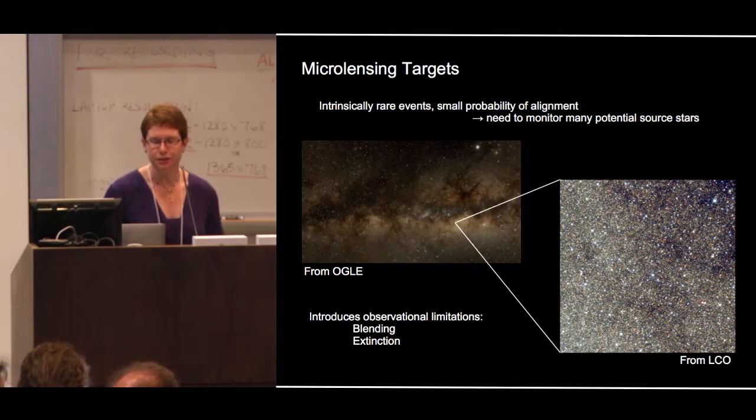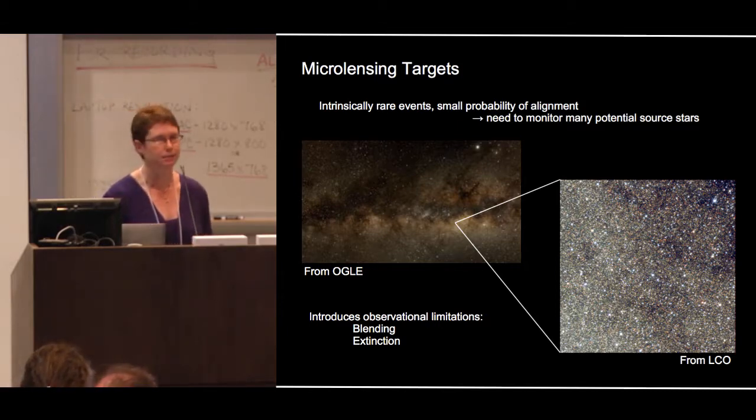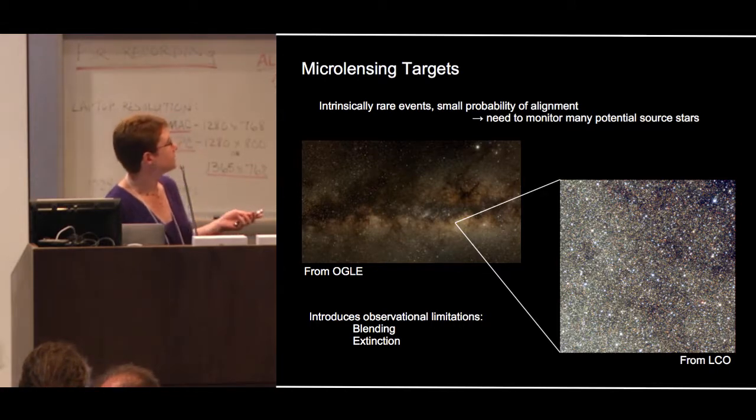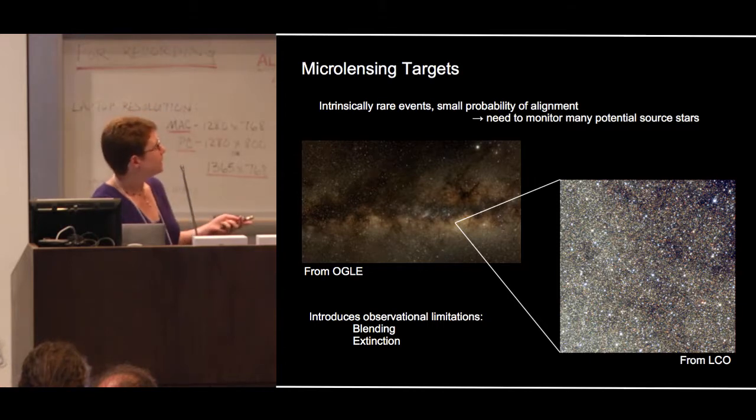Because these are intrinsically rare events, there's an incredibly small probability of alignment. This drives a need to observationally look towards very dense areas of sky in order to maximize the number of potential sources in your sample. This is an image on the left taken from the OGLE survey, a ground-based survey. And this is to give a zoom in, a typical image of just one tiny 10 by 10 arc-minute field of view within that survey region.